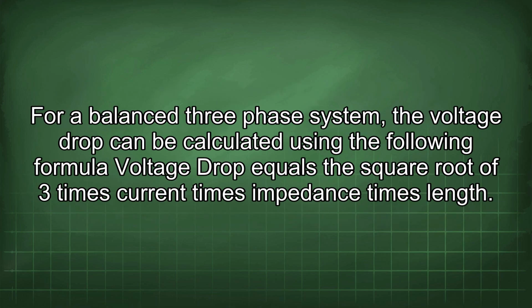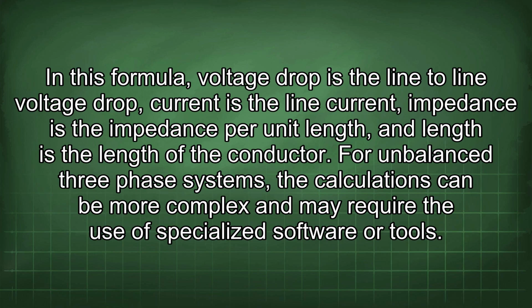For a balanced three-phase system, the voltage drop can be calculated using the following formula: voltage drop equals the square root of 3 times current times impedance times length. In this formula, voltage drop is the line-to-line voltage drop, current is the line current, impedance is the impedance per unit length, and length is the length of the conductor. For unbalanced three-phase systems, the calculations can be more complex and may require the use of specialized software or tools.